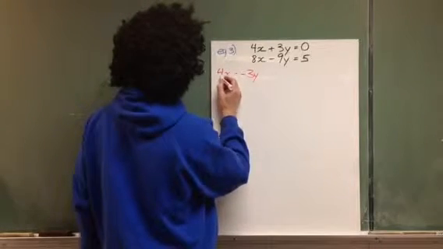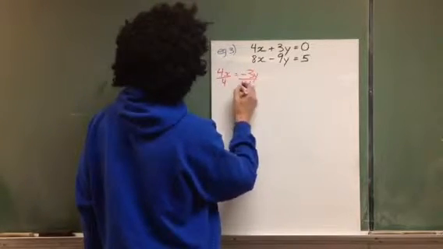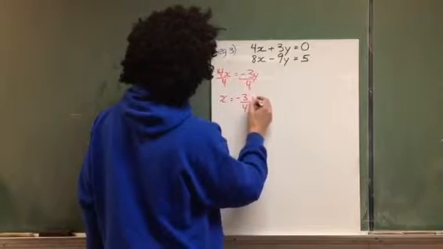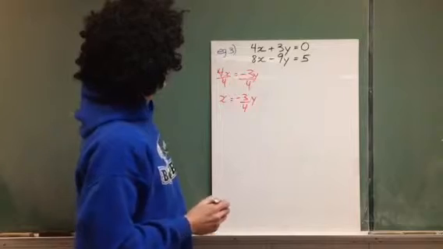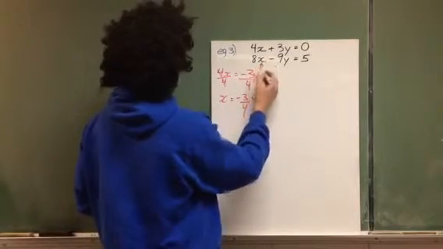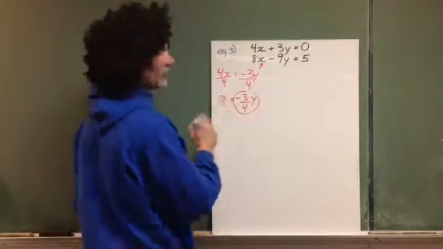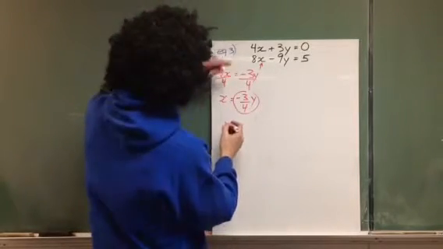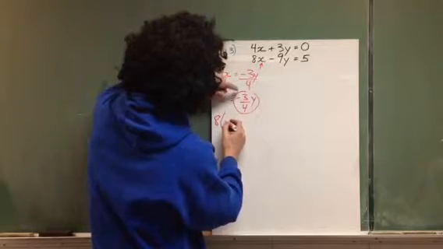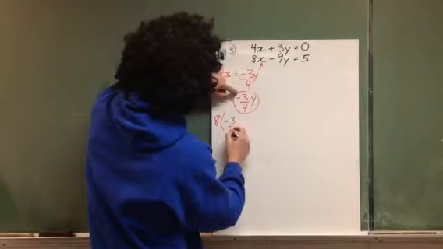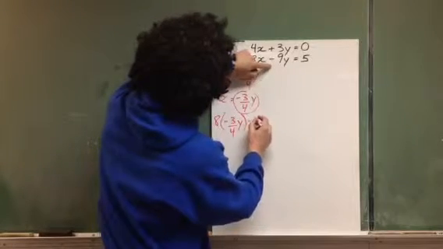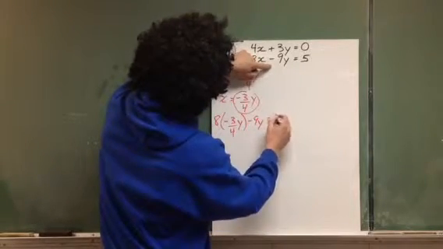So I have, divide both sides by 4. x equals negative 3/4 y. Okay, so now I'm going to replace this x with this value of x. So here goes the substitution now. 8 times x, negative 3/4 y, minus 9y equals 5.